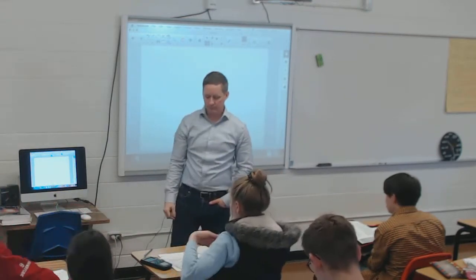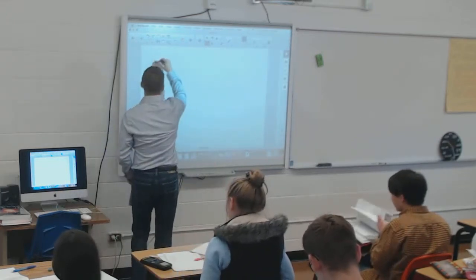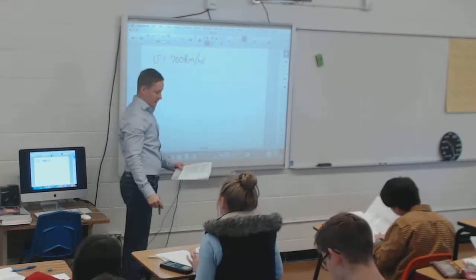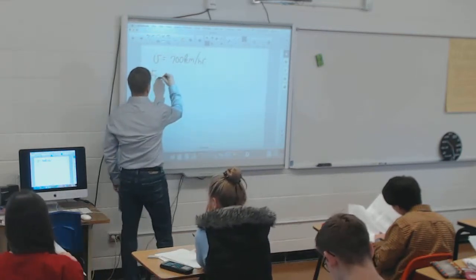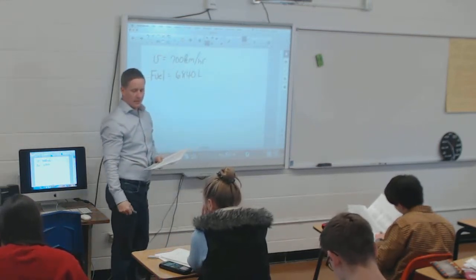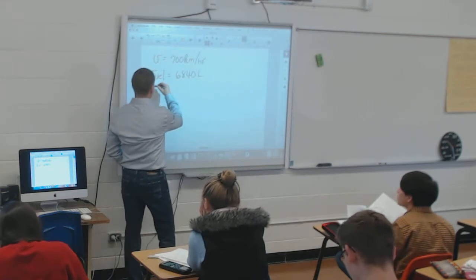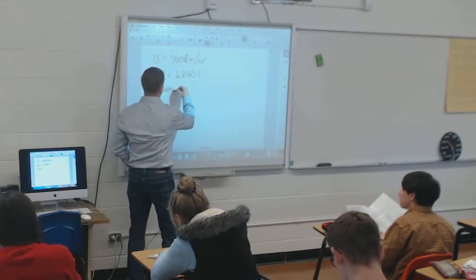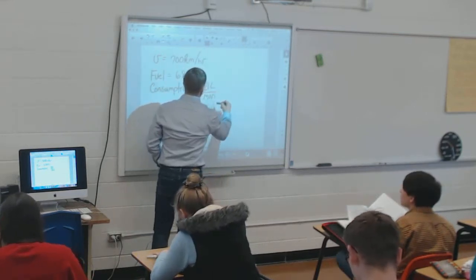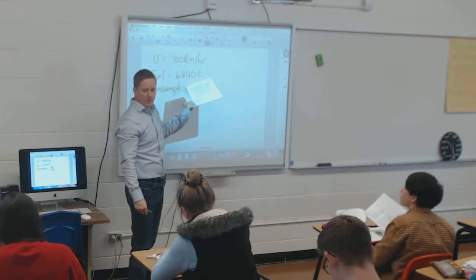Sam? Number 5. I remember doing that last year. So you have a jet that travels at 700 kilometers per hour. The amount of fuel you have in the tank is 6,840 liters. Now the jet uses up 38 liters every minute. So you need to find out how long it's going to take to use up 6,840 liters.